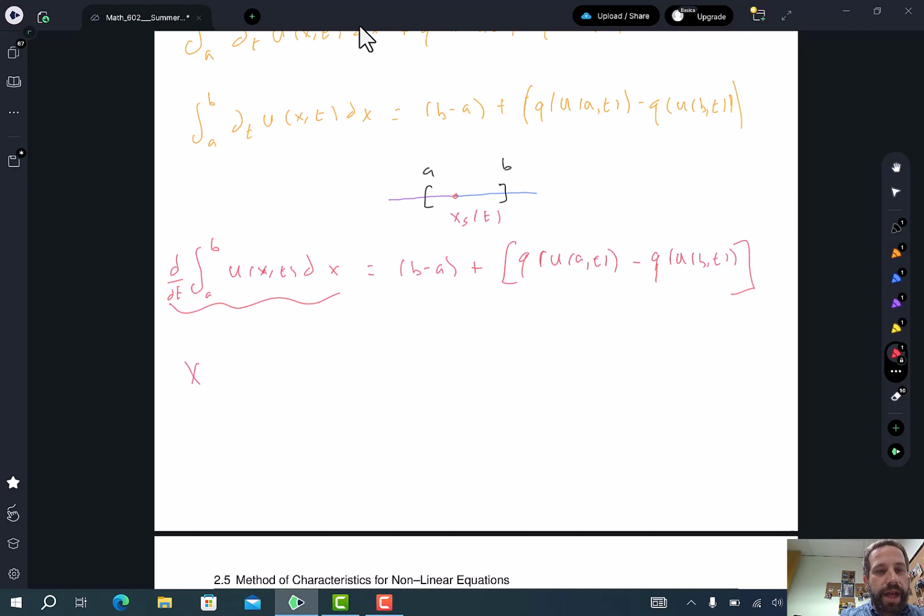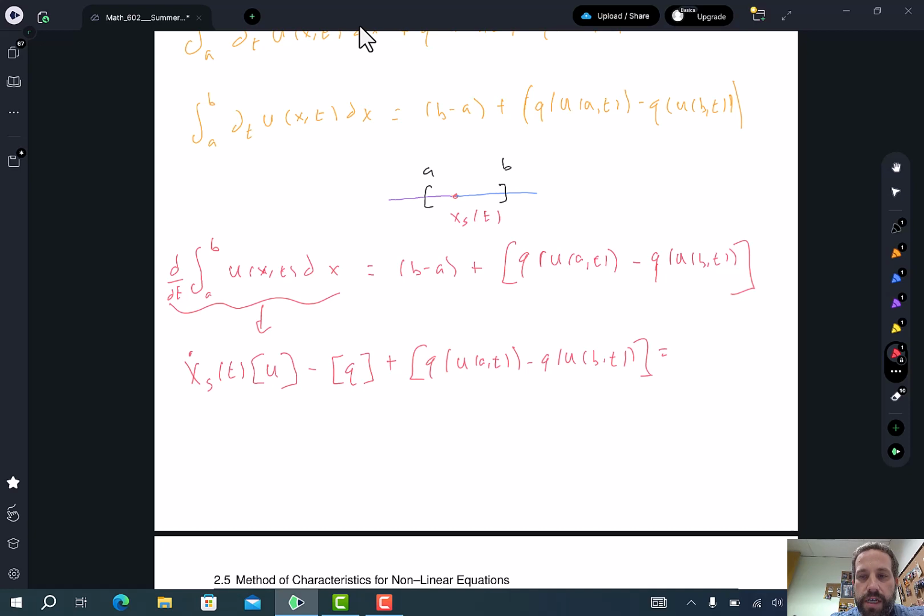And we ended up with xs dot, remember this is the shock location. The shock location is going to be equal to this times the jump in rho minus the jump in q across the shock plus q of u at a minus q of u at b. Okay, that's what the left-hand side is. That's independent of the b minus a part or anything else. That's just using the Leibniz rule.